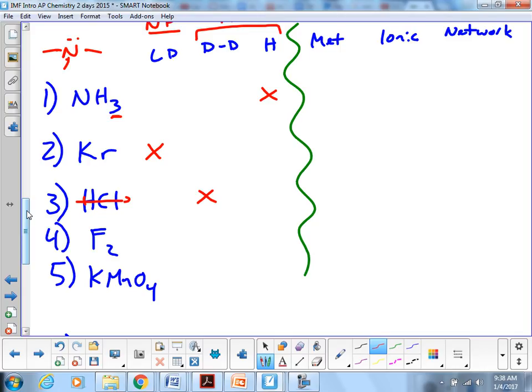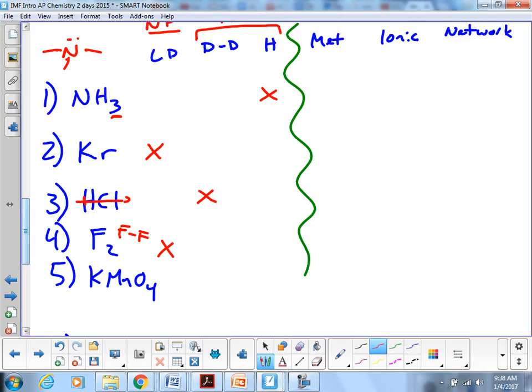Like number four. If you look at this, this is what it would look like: F bonded to F. F can't pull harder than F, so there's no difference in one side or the other. So this is an LD. It's a London.